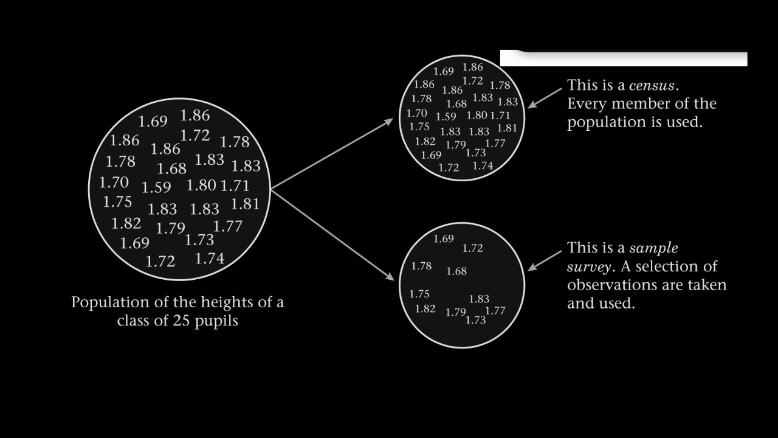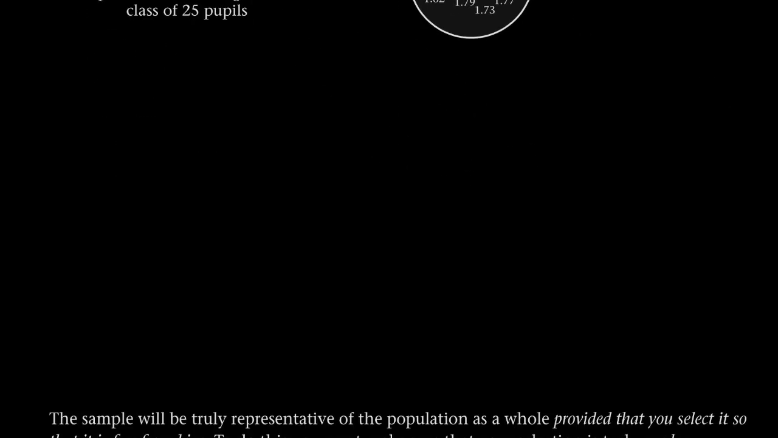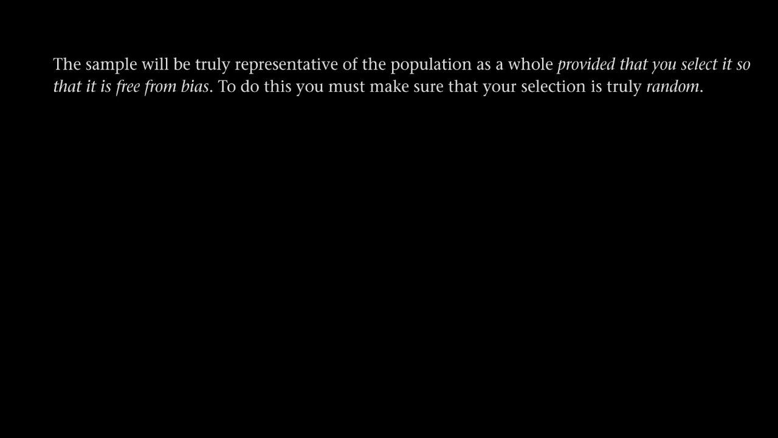What's the difference between a census versus a sample? In a census, every member of the population is used, whereas in a sample, a selected number of observations is taken. What needs to be considered in order to select a sample from a population? This statement says it all. The sample will be truly representative of the population as a whole, provided that you select it so that it is free from bias. To do this, you must make sure that your selection is truly random.